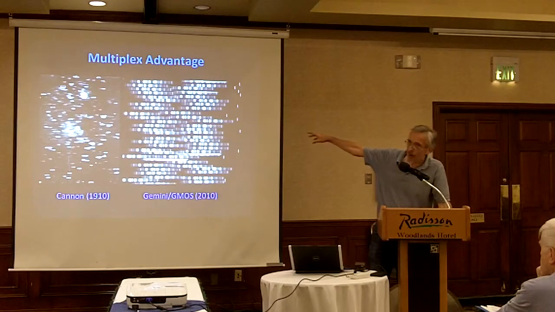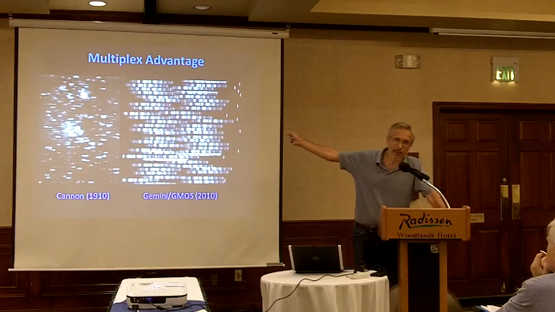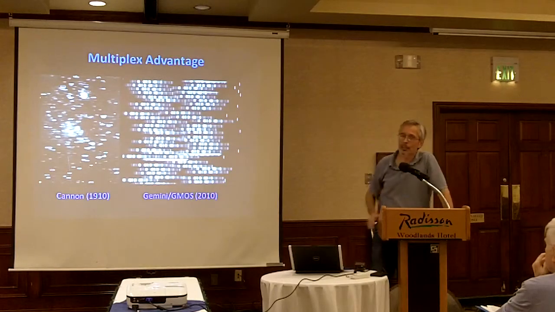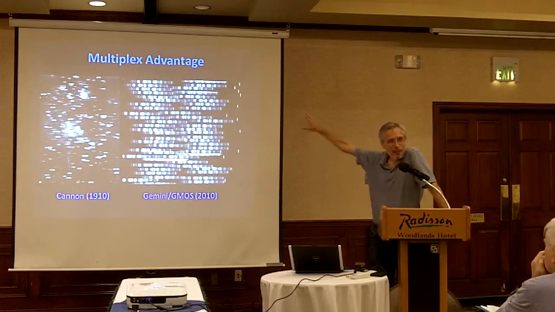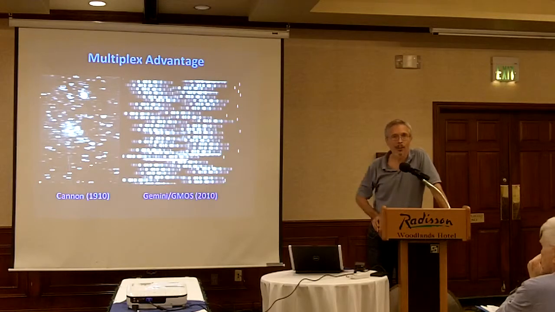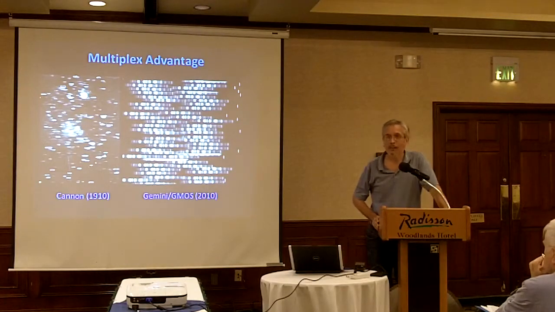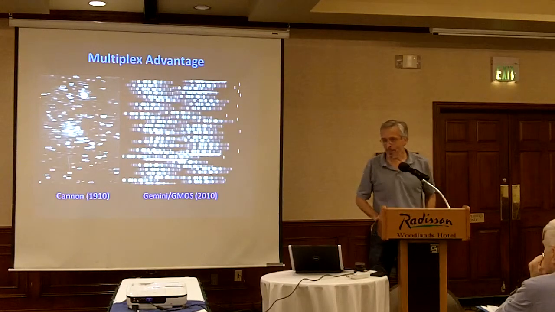In a modern spectrograph, you isolate the galaxy with either a slit or a fiber in the focal plane, and then you arrange the spectra to optimally fill the surface, the real estate of your charge-coupled device. And that would be something like here, a GMOS mosaic of spectra. And so you're taking the multiplex advantage as it is.